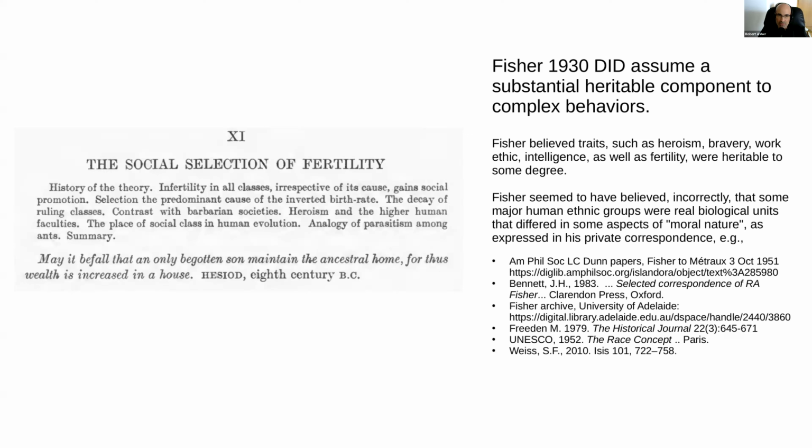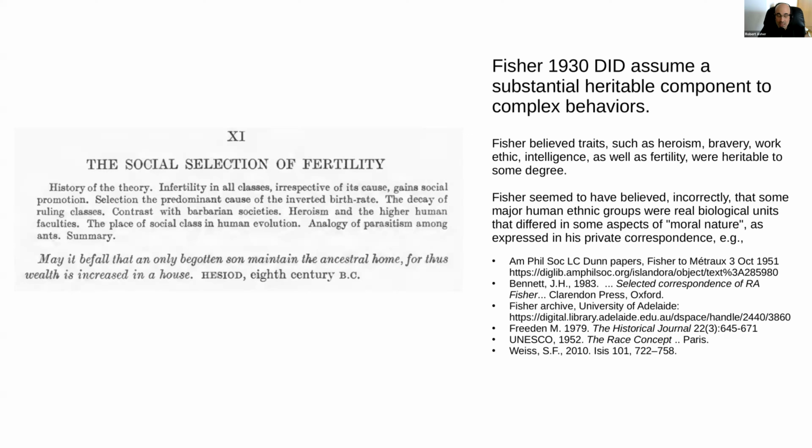I mean, these are empirical questions. We could argue about the genetic component to social behavior. I mean, there clearly is one. Everything has some component of phenotype, of environment and genetics. But he was rather simplistic, in my opinion. He also seemed to have believed incorrectly that some major human ethnic groups were real biological units. You know, writing as he was, at least in the lead up to 1930, in the first decades of the 20th century, we know more about the invasive African species of Homo sapiens than he did.